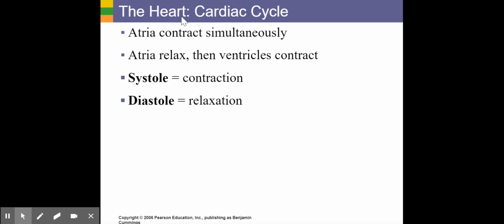Again, in the cardiac cycle, atrial contraction is simultaneous, so both atria contract at the same time, and both ventricles contract at the same time. When the atria contract, the ventricles are relaxed, sort of filling up like a balloon because blood is flowing downward. And then when the ventricles contract, the atria are relaxed so that those AV valves will close, and then blood can be forced out through the SLV valves.